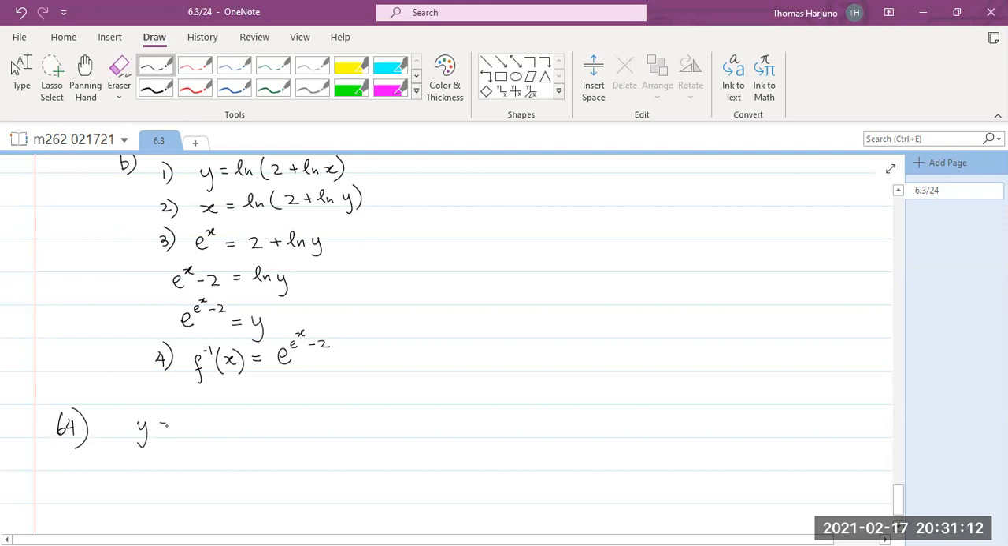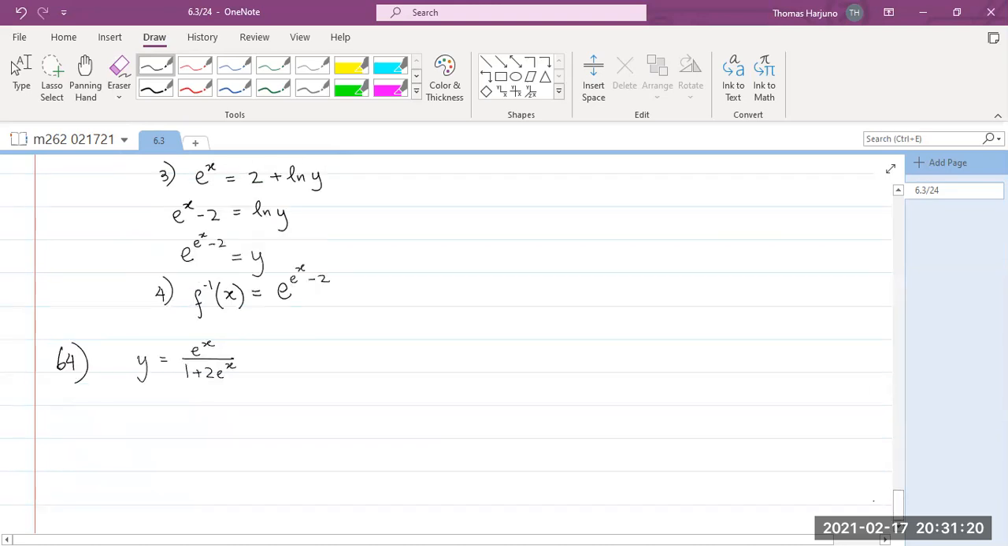Y equals e to the x over 1 plus 2 e to the x. Find the inverse function. That's our step 1 already done, replacing f(x) by y. Second, I swap the x and the y.